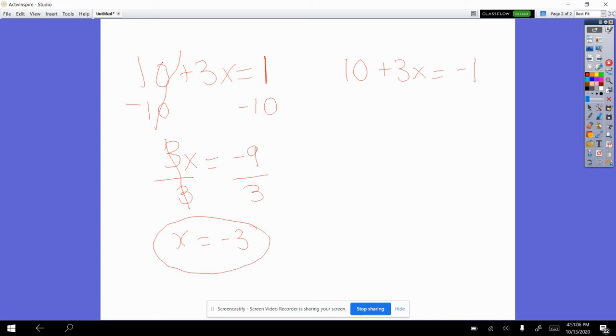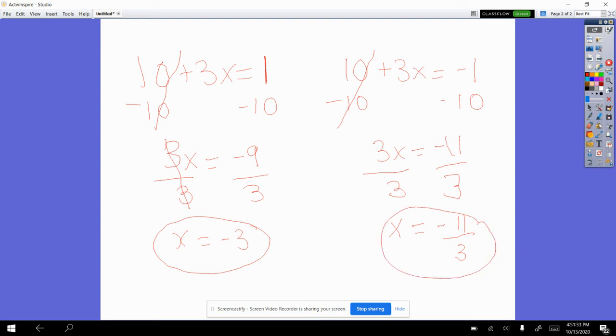So here's our first one. On the other side, we're going to subtract 10 from both sides. Bring down our 3x equals negative 11. Divide both sides by 3. And x is equal to negative 11 over 3. And remember we said, don't be afraid if you end up with a funny fraction.